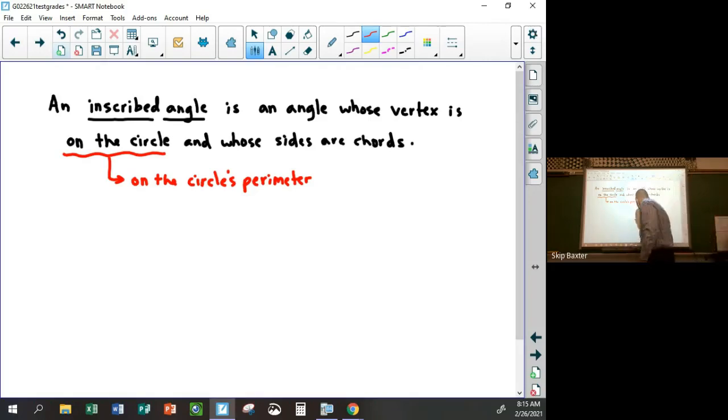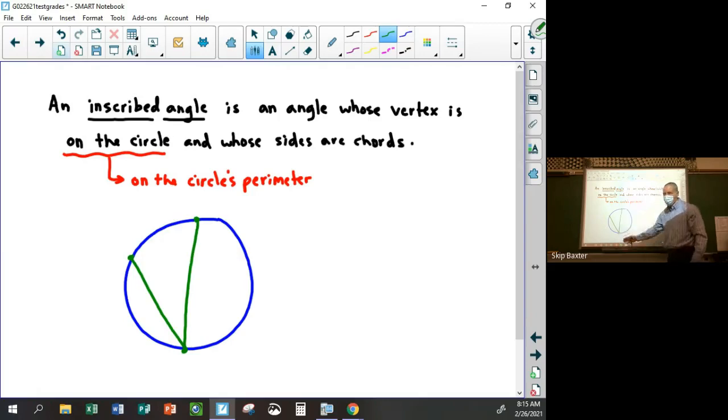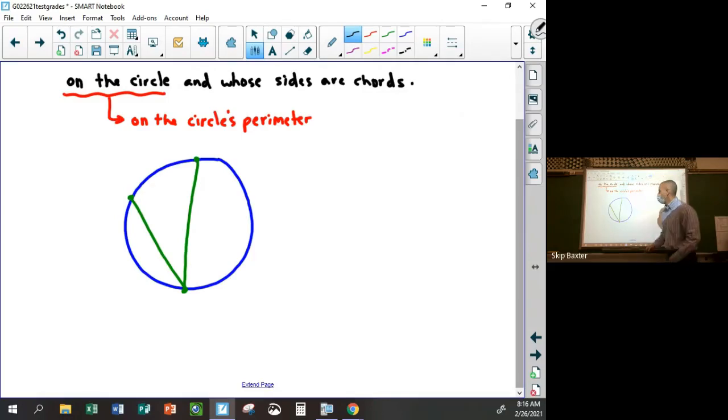Okay, so if I have a circle, an inscribed angle would be an angle like this. It has its vertex right on the perimeter of the circle, and it's made up of two chords. This is not a central angle, right? A central angle, this vertex would have to be right at the center of the circle. This is not a central angle. So it turns out that the measure of an inscribed angle is half the measure of its intercepted arc.